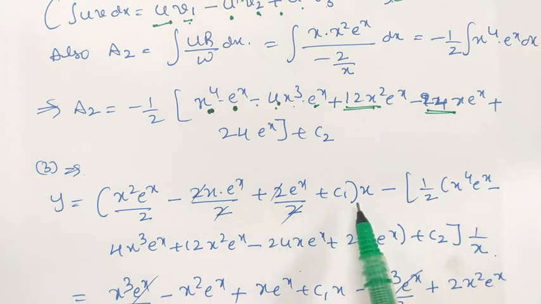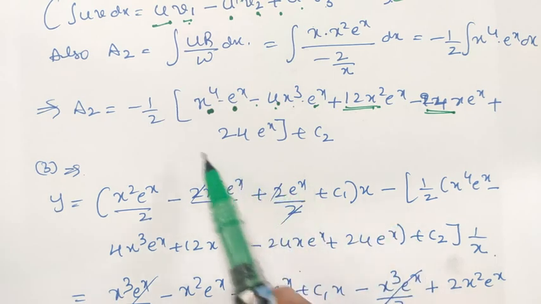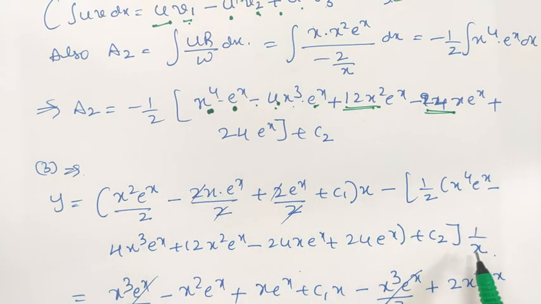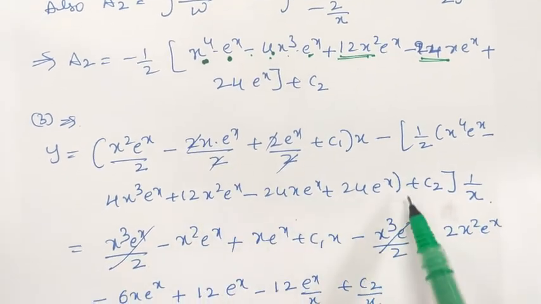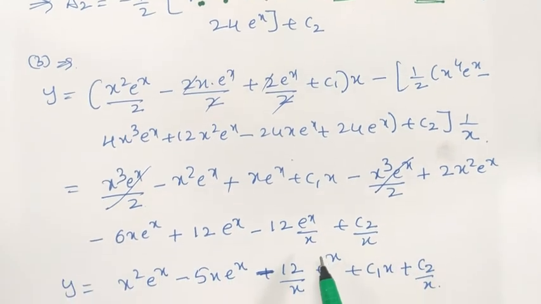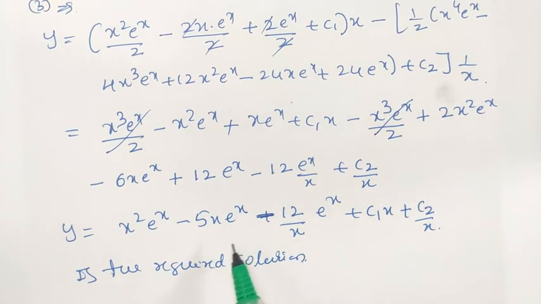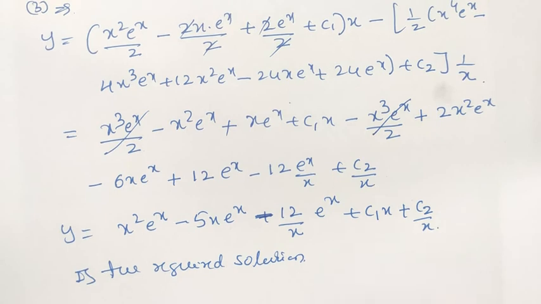Now you just substitute all these values, that is y equals a1 u plus a2 v, that is a1 x minus, because here a2 is minus, all these things into 1 by x. You open this bracket, multiply all the terms and simplify, and you will get y equals x squared e raised to x minus 5x e raised to x minus 12 by x e raised to x plus c1 x plus c2 divided by x. This is the required solution of this problem.